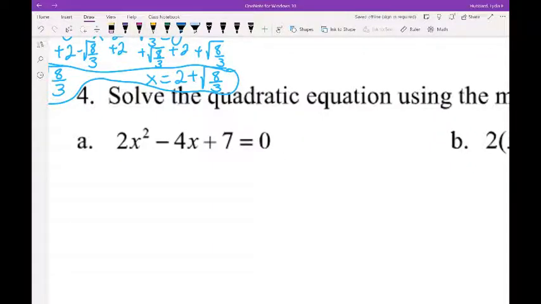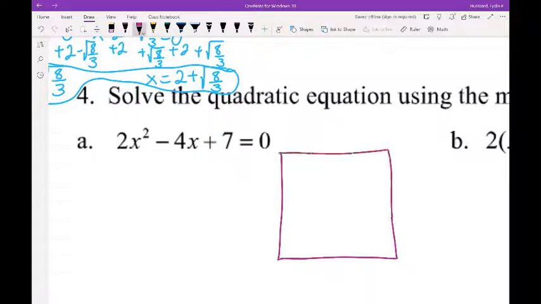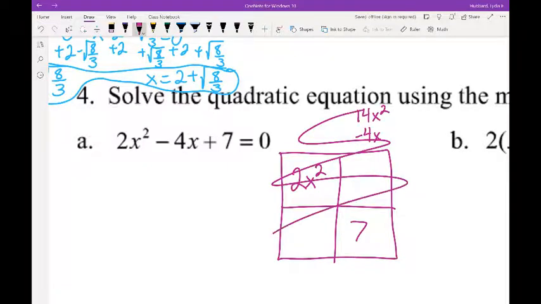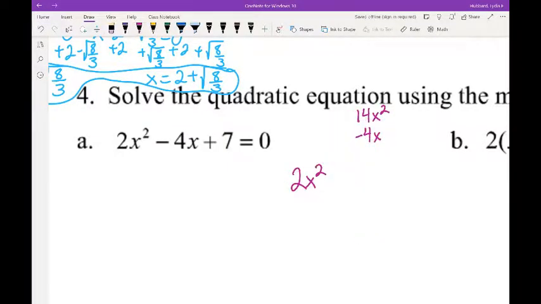Okay. So now let's try our box method. So that would give us 2x squared in the upper left, 7 in the bottom right. 2x squared times 7 is 14x squared. And we want something that's going to add to a negative 4x. Well, the factors of 14 are 1 and 14 and 2 and 7. And 2 and 7 are not going to add to a negative 4x. So sadly, this method is not going to work out for us. It's not going to factor nicely.